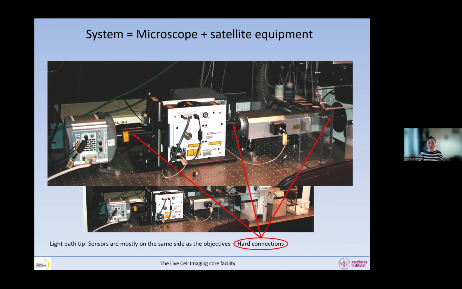And one of the tips is that the sensors, that one tip that we saw before, the sensors are mostly on the same side as the objective. So I think for all of you, the sensors that you have, cameras or detectors, they're going to be on the same side of the objective. So it's quite easy to find them.